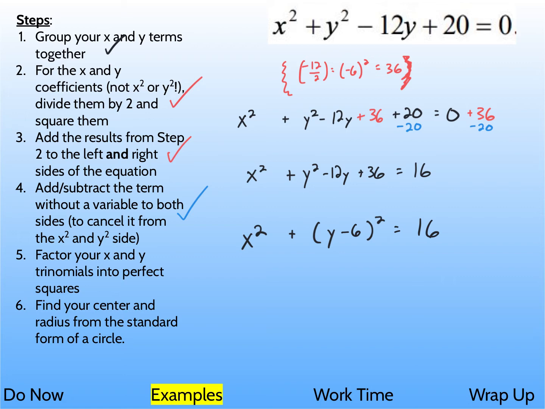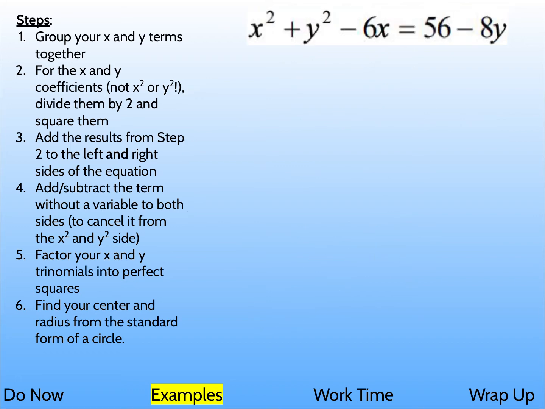So the answer with this, the center, there is no x, so that's a 0. And then we change the sign on the y, 0, 6. And the radius, remember, is not 16. It's the square root of 16, which is 4.